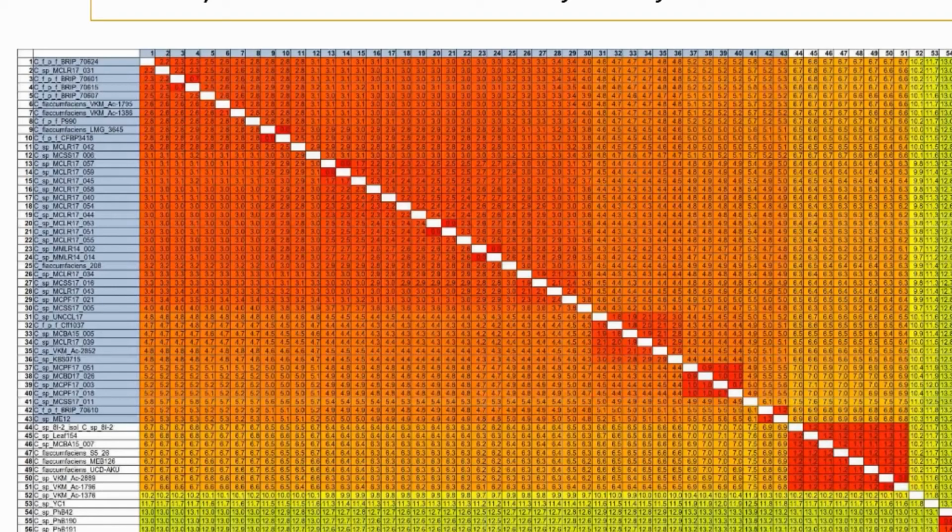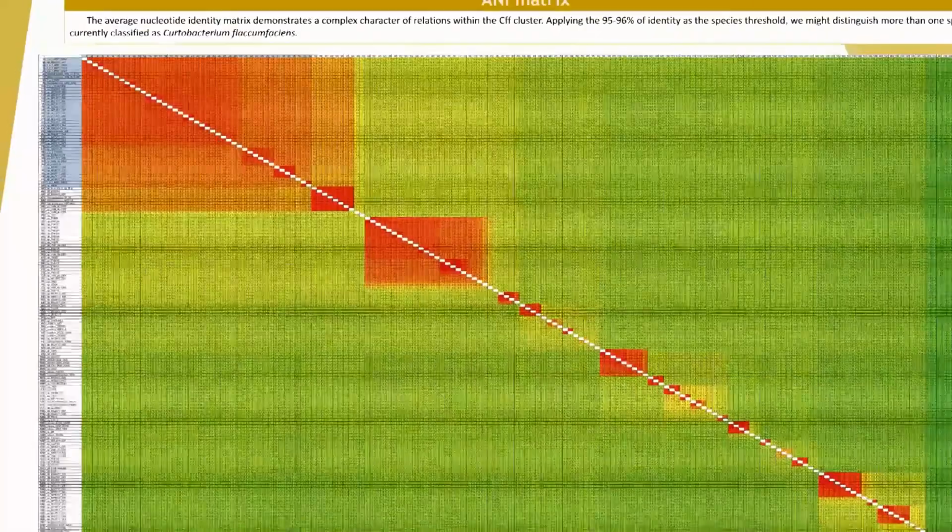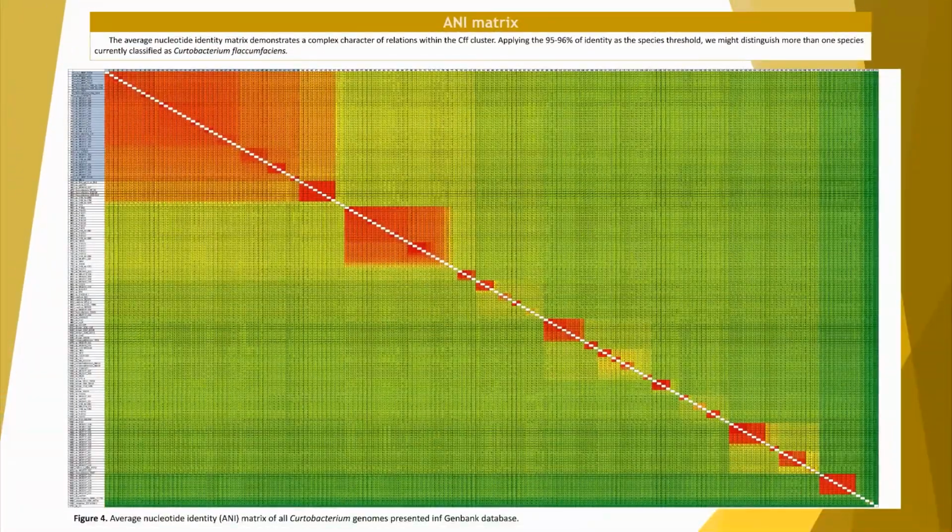and the second subcluster included 8 strains more distant from the Curtobacterium flaccumfaciens type strain and closely related with each other. Thus, the average nucleotide identity calculations demonstrated complex relations within the Curtobacterium flaccumfaciens cluster. Based on the ANI data, we should possibly divide the Curtobacterium flaccumfaciens group of strains into at least 2 close species.